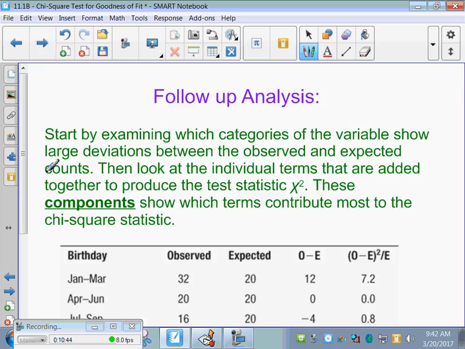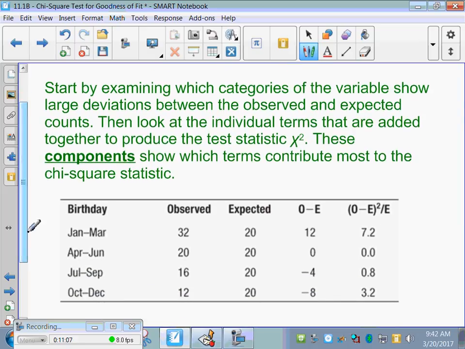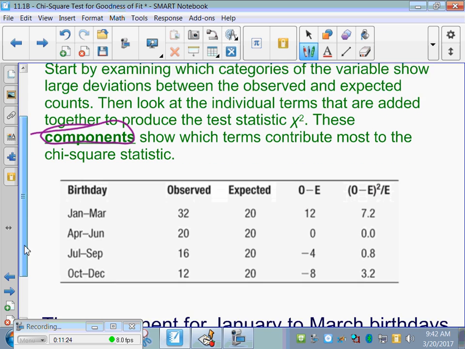Follow-up analysis. So this is new. We're going to do a follow-up analysis anytime we have significant results. Did we just have significant results? Yes. All a follow-up analysis is, is which ones made the biggest difference? Which categories screwed it up the most from the normal? So start by examining which categories of the variables show large deviations between the observed and expected counts. And then look at the individual terms that are added together to produce the test statistic. These are called components. And with those components, we're going to look at which ones contribute most to the chi-square test statistic.